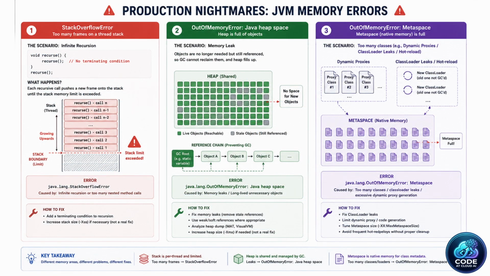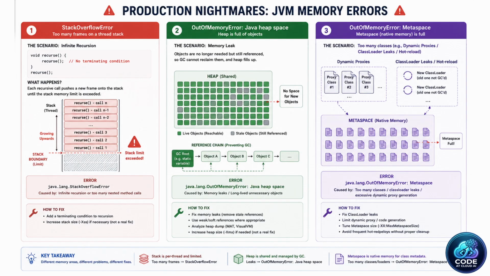Now let's talk about the production nightmares. Memory errors. A stack overflow occurs when a single thread pushes too many execution frames, blowing past its memory ceiling. The classic cause: infinite recursion without a terminating condition. An out-of-memory error, Java heap space, happens when the global heap runs out of room for new objects. This is typically driven by memory leaks, where stale objects are no longer needed but are still held by active reference chains, preventing the garbage collector from freeing up room.